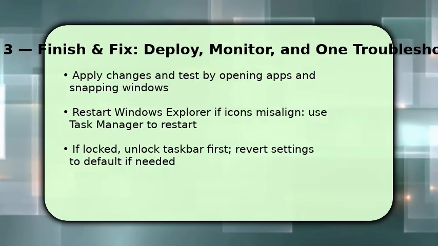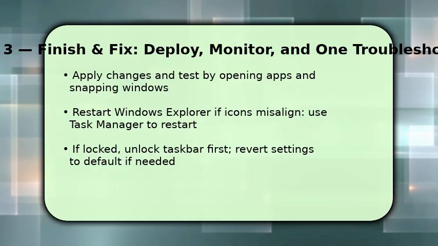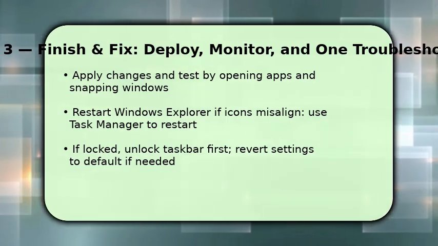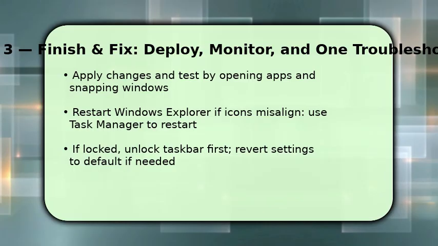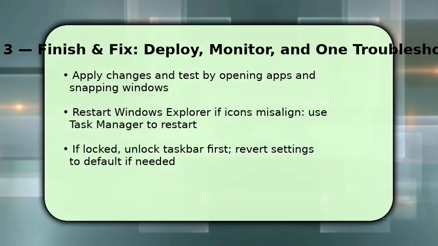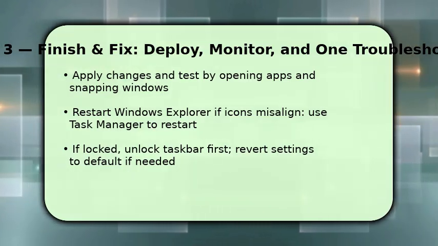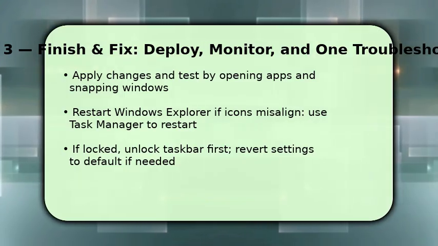refresh the shell. Once done, check again. If the bar remains locked, unlock it first, then reposition. Finally, if problems persist, revert to default taskbar settings and repeat the steps slowly to isolate the issue.